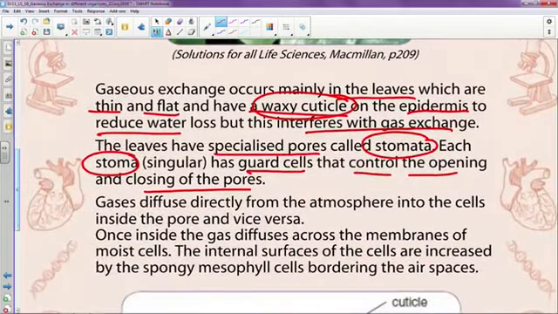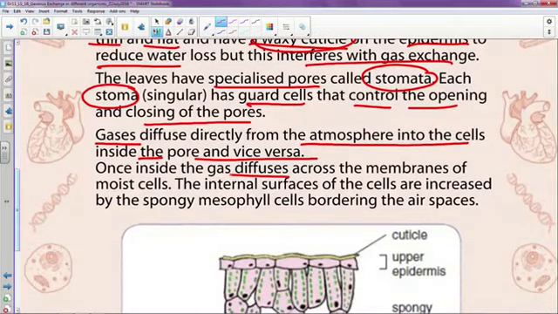So what happens here is that gases diffuse directly from the atmosphere into the cells inside the pore and vice versa. So here you're going to get oxygen coming in, carbon dioxide going out, and often it's more for the carbon dioxide to come in for photosynthesis. Once inside, the gases diffuse across the membranes of the moist cells.